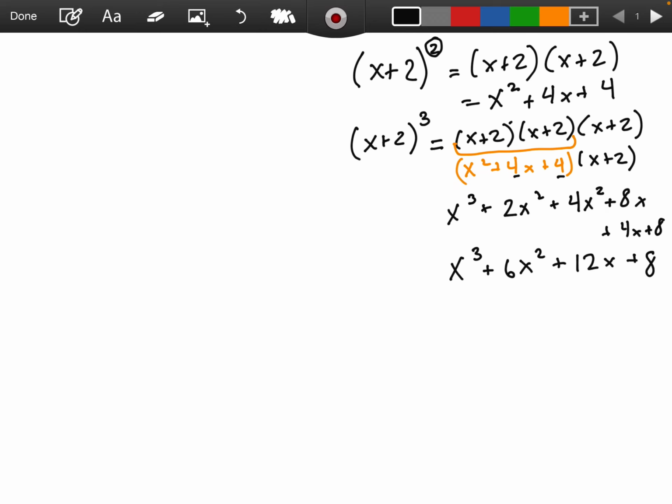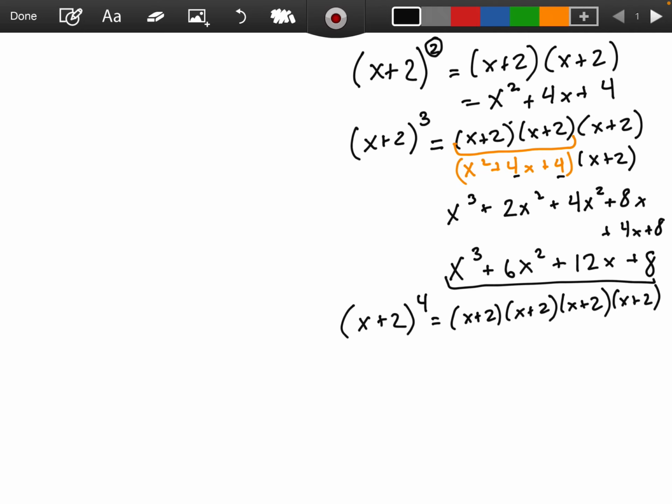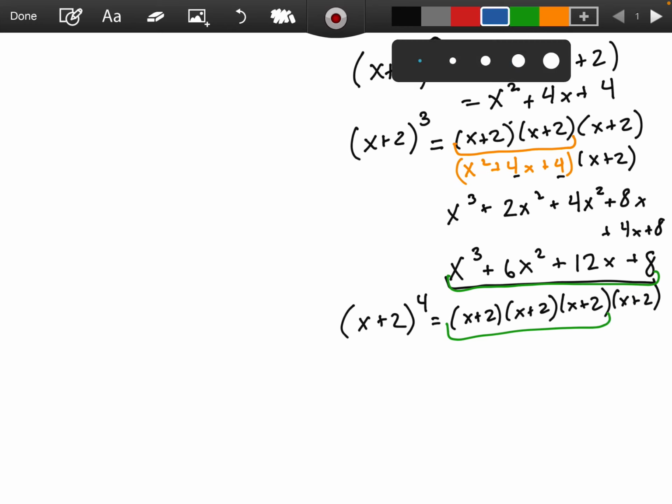And if I kept going, to the fourth, which is not the point of the video, this would be x plus 2 times x plus 2 times x plus 2 times x plus 2. We know all of this is all of this, and then we have to multiply it again. You can see how tedious this gets. So somebody said, let's try to figure out a pattern to this. Somebody way cleverer than myself came up with the idea of using Pascal's triangle, that the pattern is going to help us figure these out.